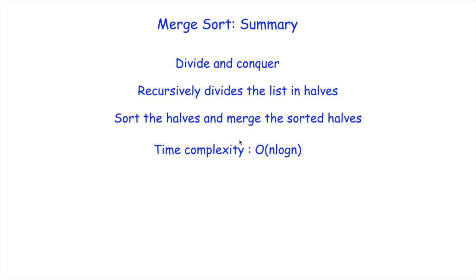So to summarize, merge sort uses a divide and conquer approach to recursively divide the list in halves and then sort the halves and then merge the sorted halves. The time complexity in the big O notation for this algorithm is O of n log n. So that's it for this video.